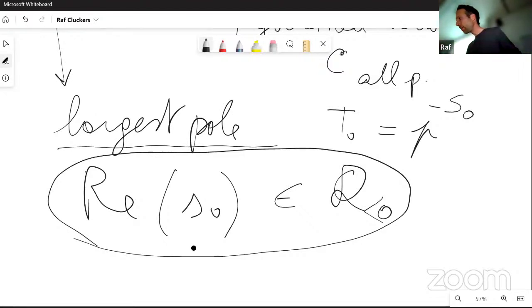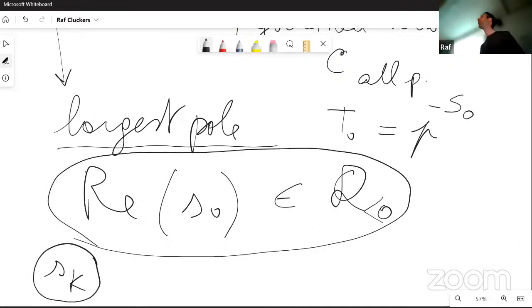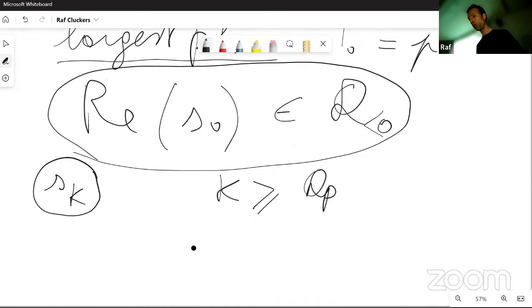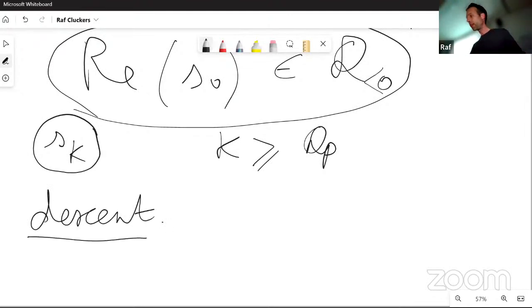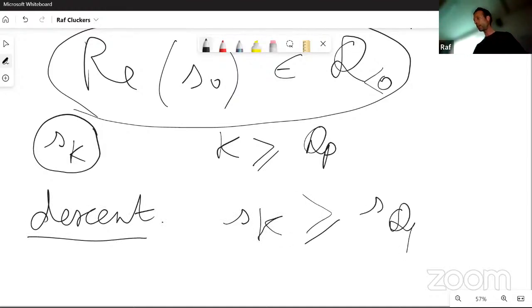And actually, this largest pole, let's call it S_K, because it depends on the field that you look at, where K, for each finite field extension of Q_p, you can look at that largest pole. Now, let me tell you that you have for this situation a good descent property, namely S_K is automatically closer to 0, or at least as close to 0 as Q_p. So if you go to a smaller p-adic field, you have a semi-continuous behavior. You have an automatic inequality.